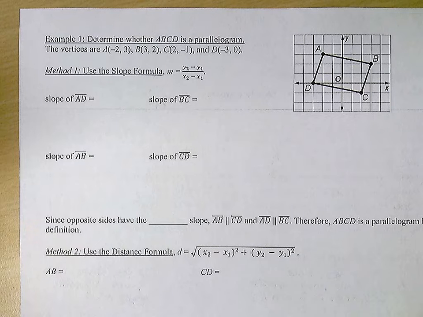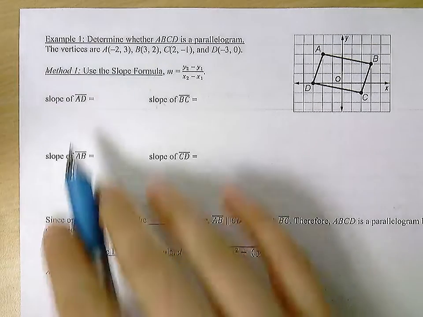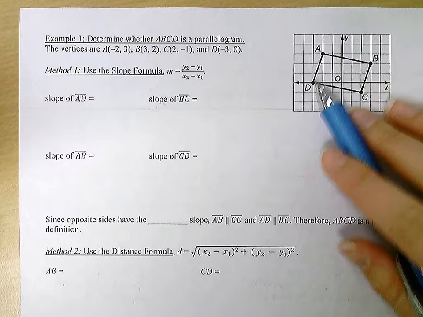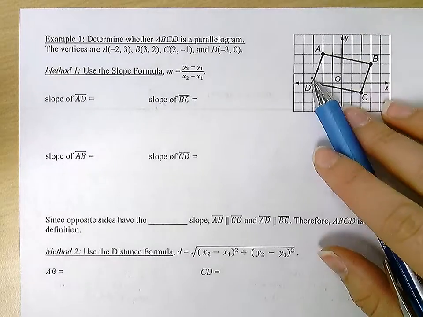for this example, we want to determine whether ABCD is a parallelogram given those vertices. Okay, and it is graphed off to the right already for you. So the first method I want to use is the slope formula. So what we're going to do is find the slope of each side of that quadrilateral. So we want to find the slope of AD. So this one right here.